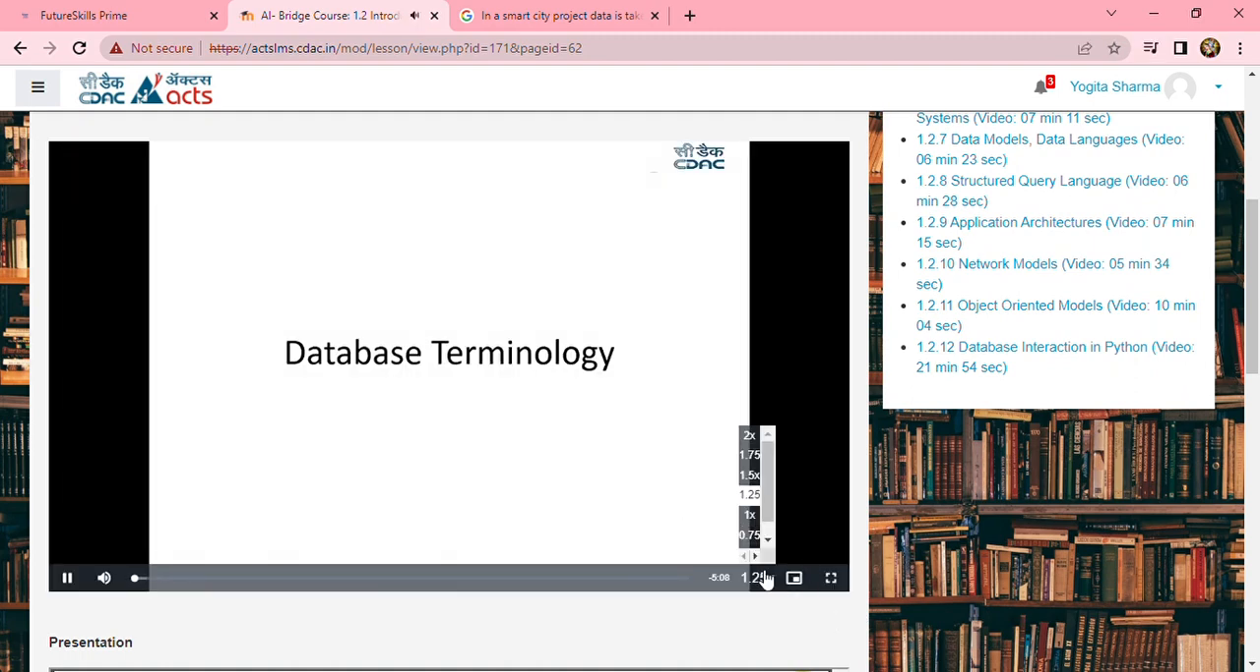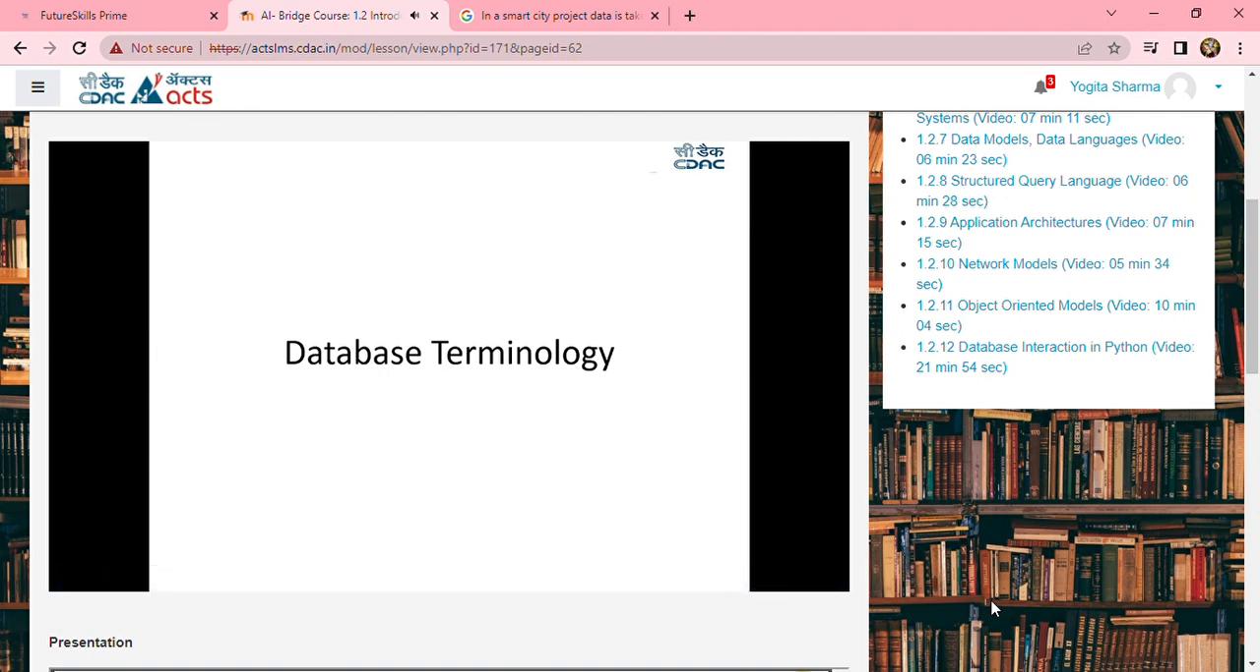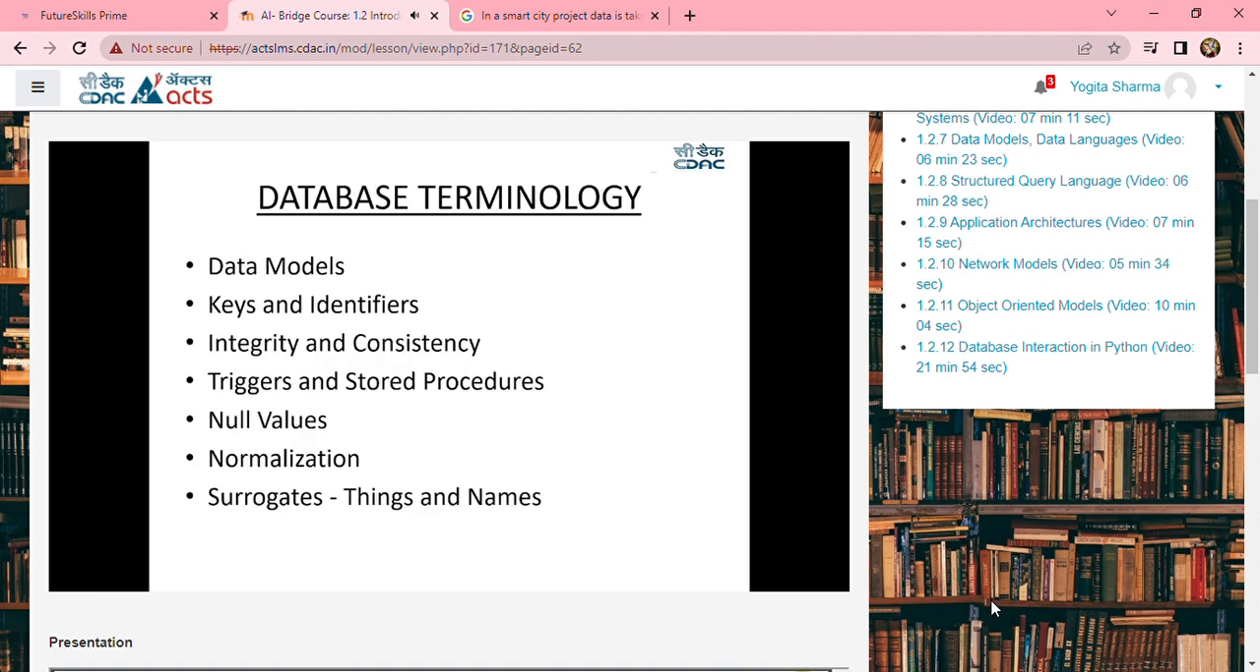Database terminology. Before we go into the understanding of SQL and the database and the further topics, let us understand the database terminology, as we are clearly aware of the architecture of the database management systems right now. Now, moving into the database terminology, we are going to learn about data models, keys and identifiers, integrity and consistency, triggers and stored procedures, null values, normalization, and surrogates.